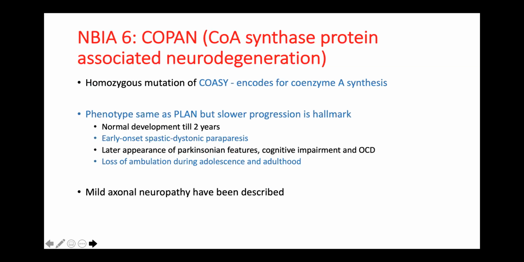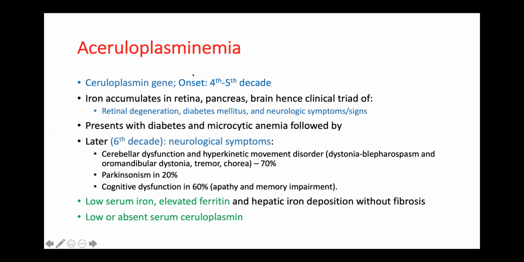Other uncommon conditions, I'm not going to go into details. Aceruloplasminemia has onset usually in the 4th to 5th decade. Iron accumulates in multiple areas, causing retinal degeneration, diabetes mellitus, and neurological symptoms and signs. And with usually later onset, they have neurological manifestations like cerebellar dysfunction, hyperkinetic movement disorder, and Parkinsonism. Cognitive dysfunction is seen in around 60% in the form of apathy and memory impairment.